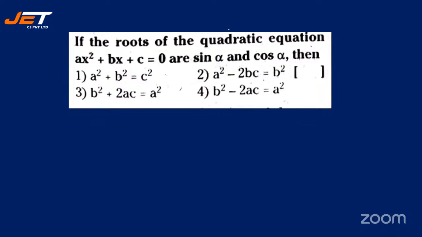See the next one. If the roots of the quadratic equation ax square plus bx plus c is equal to 0 are sine alpha, cos alpha, then what is your answer? a square plus b square equals c square; a square minus 2bc is b square; b square plus 2ac is equal to a square; b square minus 2ac is a square. Yeah. So your answer must be b square minus 2ac is equal to a square.